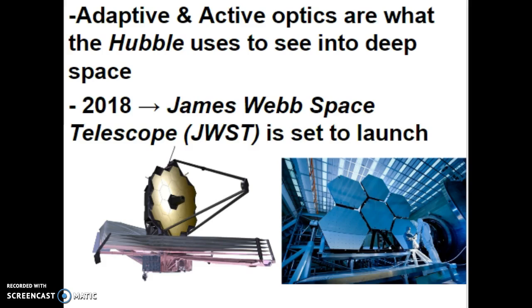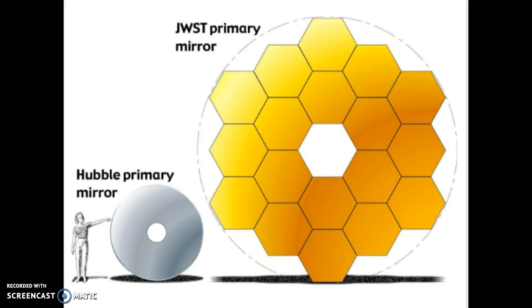Around the year 2018, this is still up for grabs for the date of the launch, but the newest of the space-based telescopes is the James Webb Space Telescope. It is much larger than Hubble, and it will be able to see much further due to the arrangement of its mirror. And you can see here in comparison, the Hubble primary mirror is one continuous mirror, whereas the James Webb telescope has kind of a honeycomb shape, and you can individually position each one of those mirrors to get the highest resolution possible.